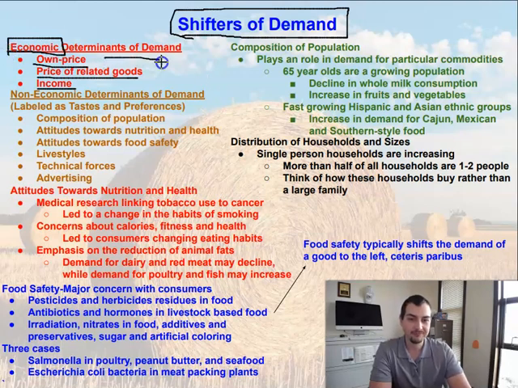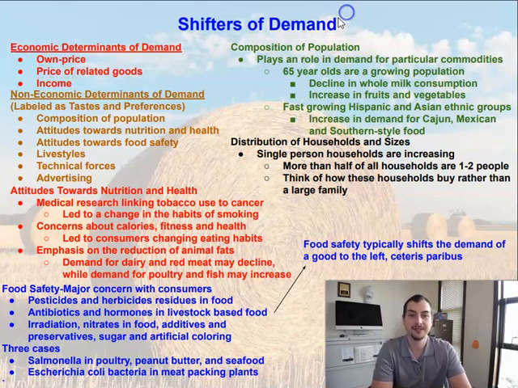And all three of them, as you can see, relate to price. Usually whenever we talk about economic determinants, they're relating to price in some way. So the economic determinants of demand are its own price, price of related goods, and income. But we also have non-economic determinants of demand. Of course, we're human, and we're not going to base everything solely on price.